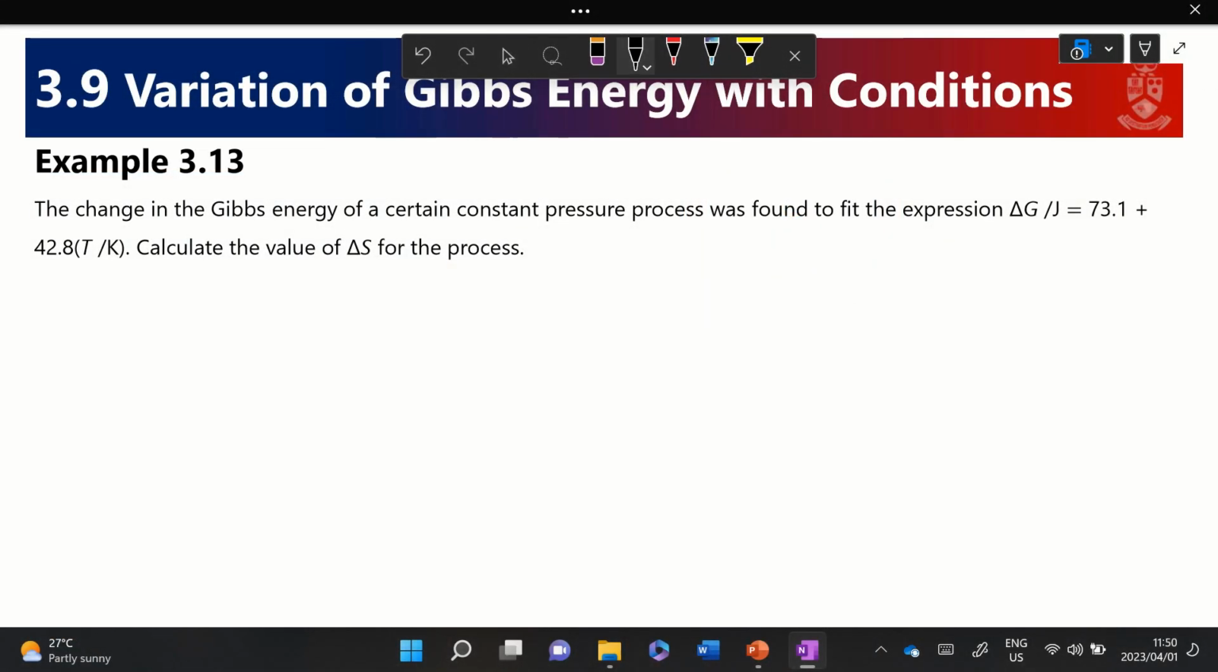Okay, so in this example, we're given the change in Gibbs energy for a certain constant pressure process. That's a very important part. Constant pressure process is given, there's this expression for it, and we're asked to calculate delta S for that. Right. Now, we can do it in one of two ways.